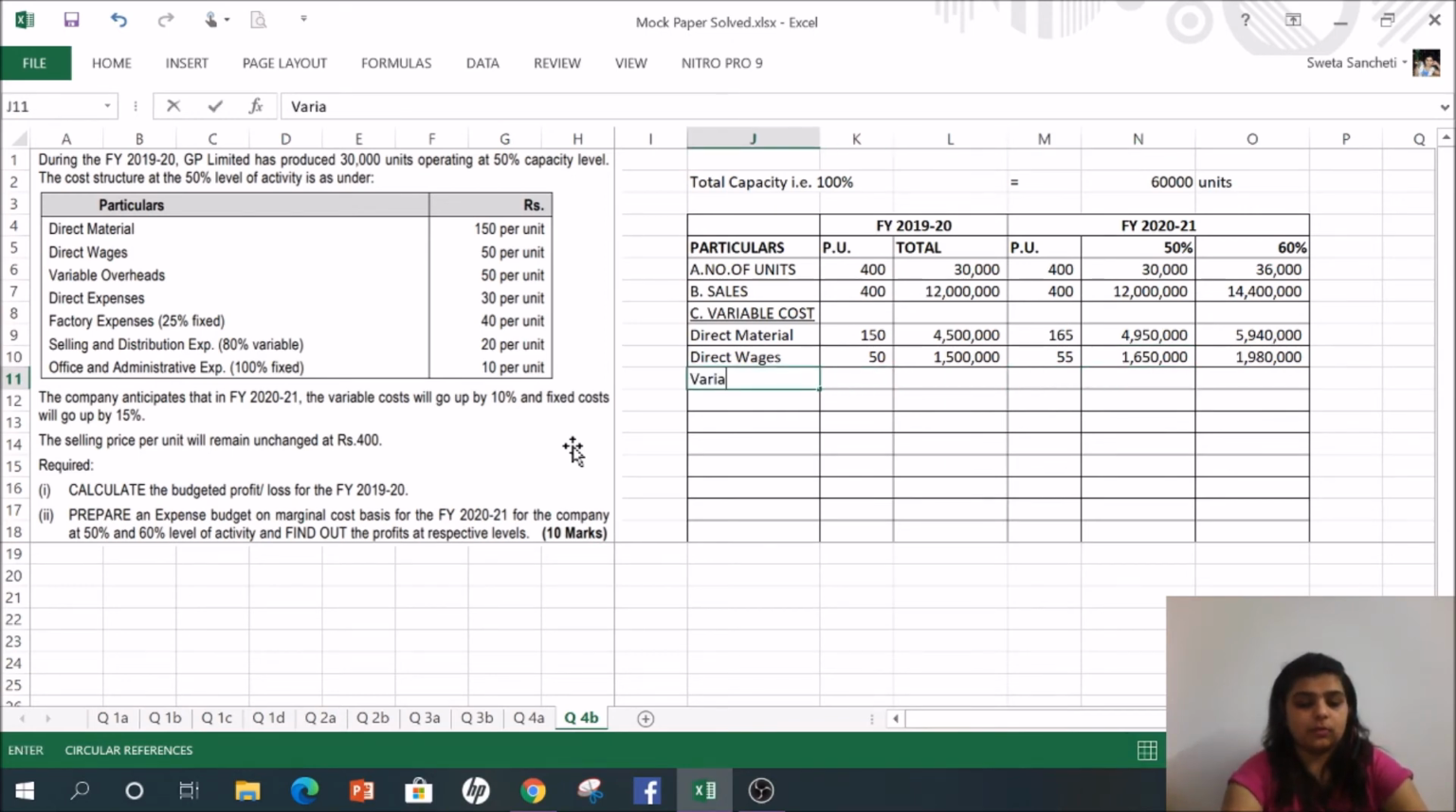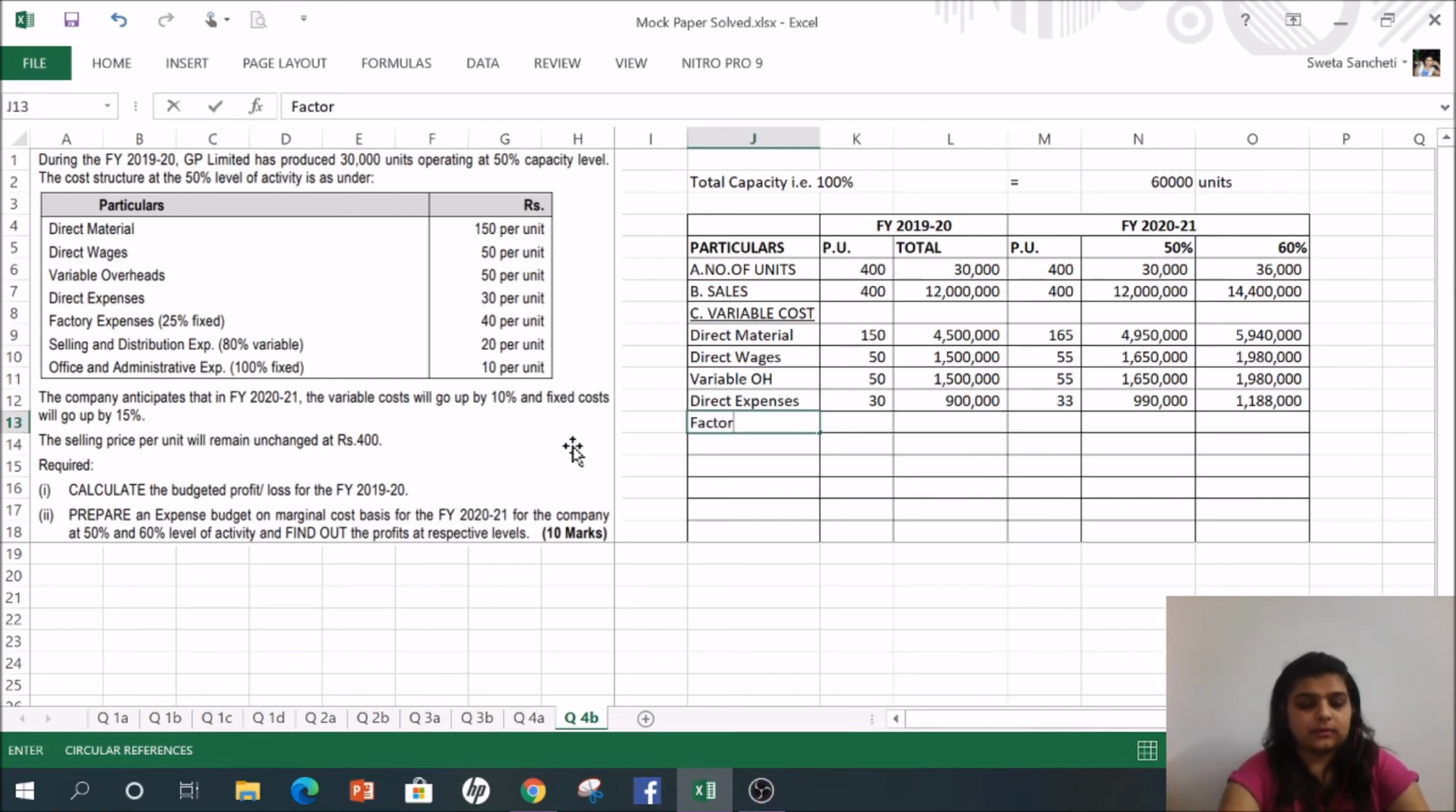Next is variable overhead, completely variable. Here they have given 50 rupees, same. Here also same, it goes up. Next is direct expenses. Direct expenses are also our variable cost, that is given to us as 30. So again the same thing for direct expenses.